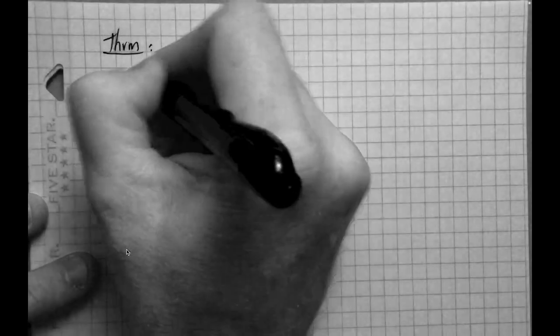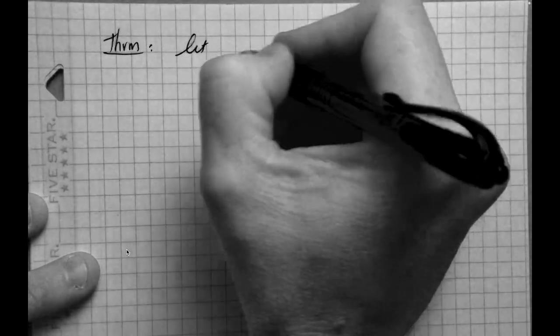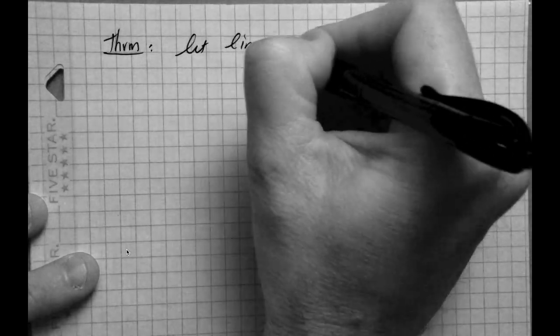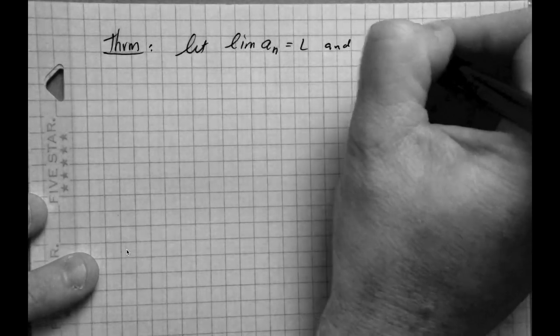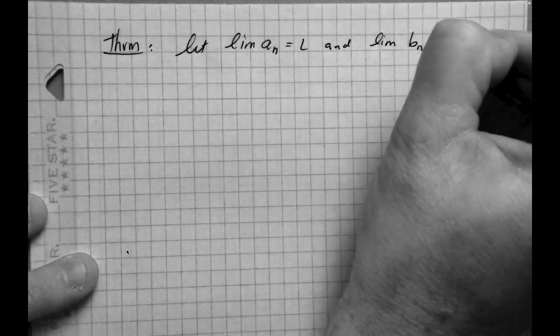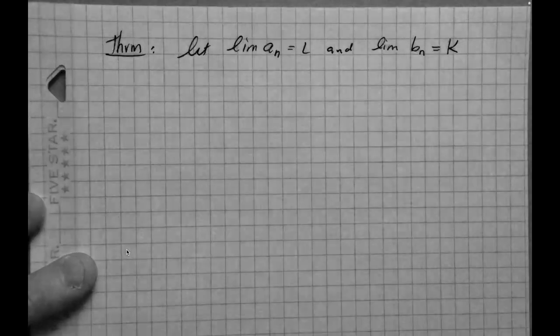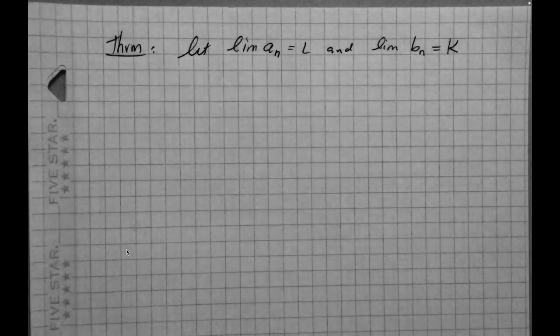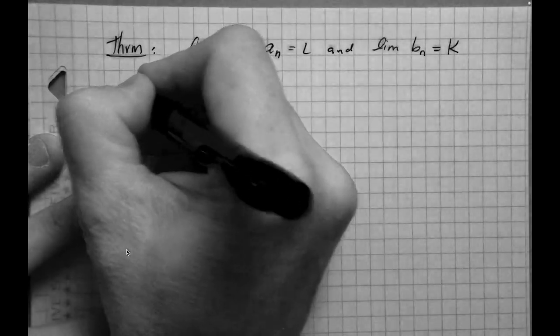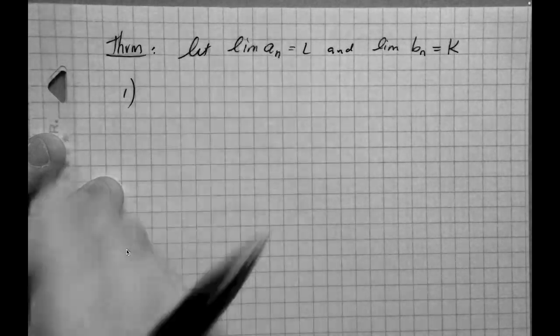So we'll let the limit of a of n equal L and the limit of b of n equal K. So I got two separate sequences, a of n and b of n. They both have limits. They're different, though. Well, they could be the same, but not necessarily. So L and K. Okay, so if that's the case, then what can we say here?